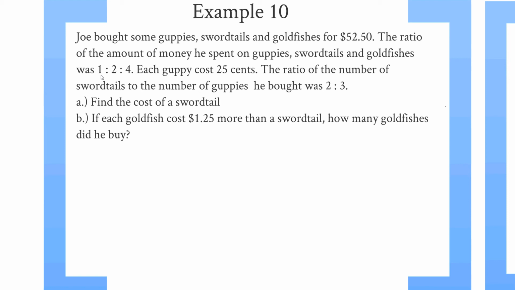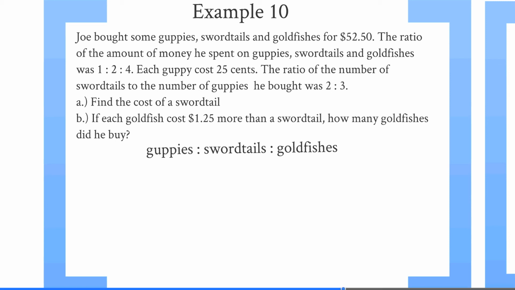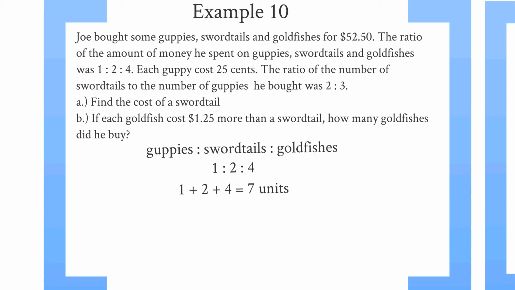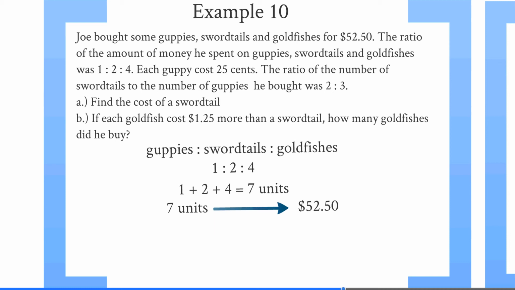First, I want to write out this ratio, and that is the cost of guppies to swordtails to goldfishes. And that is 1 to 2 to 4. I add up the units and I get 7 units altogether. 7 units is equivalent to $52.50 because this is given in the question.